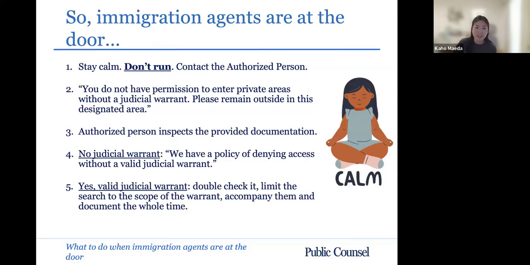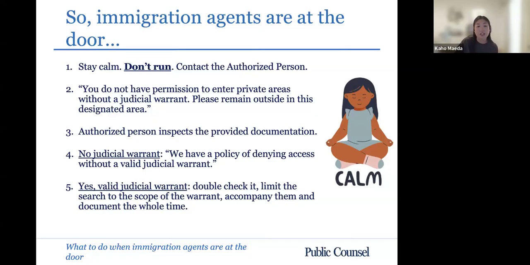So what does this look like in practice if immigration agents are actually at your door? We know this moment can be very scary. So first you want to stay calm and make sure you don't run. If you run, this can be taken as evidence of wrongdoing and cause for arrest. Next, you should contact the authorized person that's outlined in your policies. If you see ICE outside, then have the authorized person go out by themselves to speak with the ICE agents and confirm their identities. You want to try to avoid creating fear or confusion, whether it be within your staff or with the children in your care.